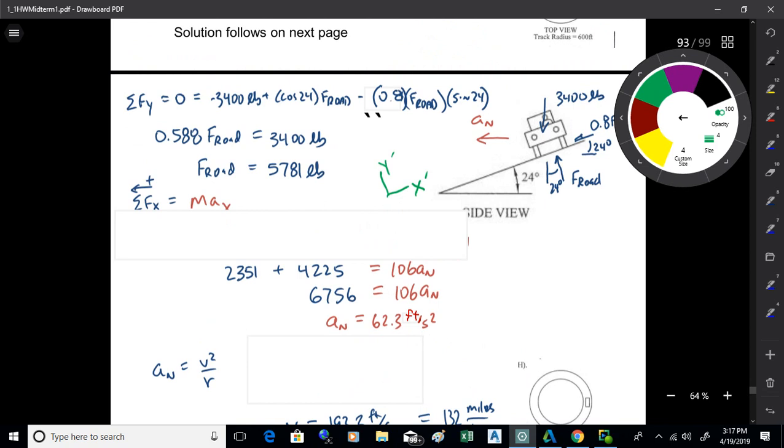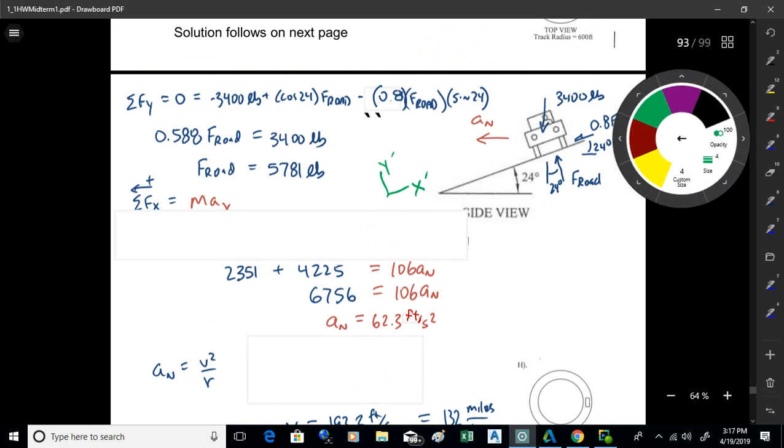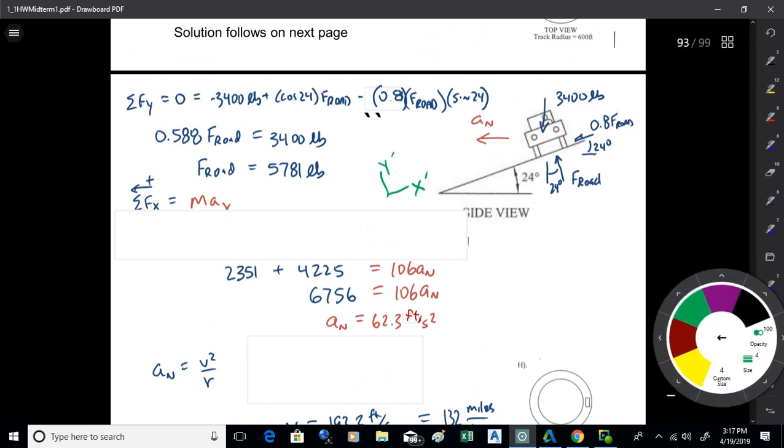And the deal is, if you do that, when you go sum of Fy prime, you're going to pick up a component of the normal acceleration. Those accelerations are vectors, just like forces are. So if you look in the Y prime direction, there is a component of acceleration going that way.